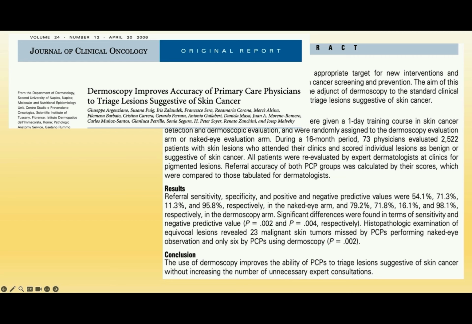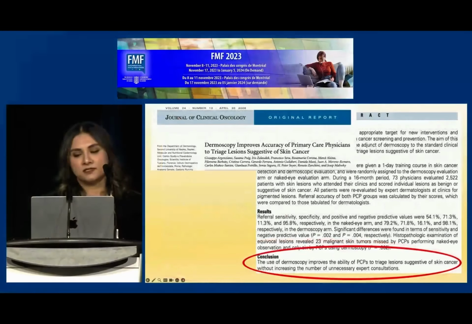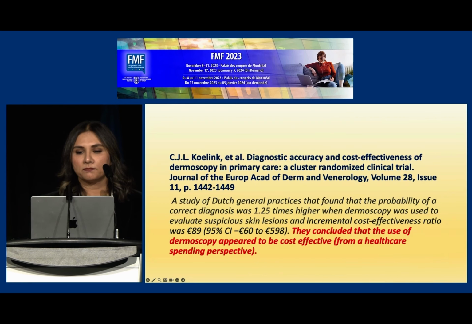So in this one trial from Spain, 73 family physicians were trained with just 1 day of robust training, and then they were followed for about a year and a half, and the authors concluded that the use of dermoscopy improves the ability of primary care providers to triage lesions suggestive of skin cancer without increasing the number of unnecessary expert consultation. And these were followed up by histopathologic analysis of those lesions. A Dutch study concluded that the use of dermoscopy appeared to be cost-effective from a healthcare spending perspective. So even though we're investing a lot into these devices and learning, it's still worth it in the end.